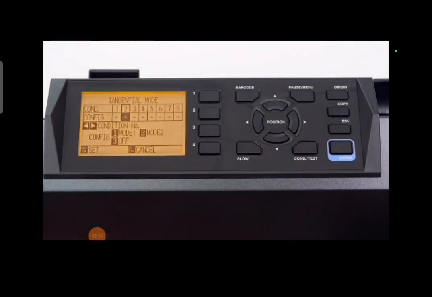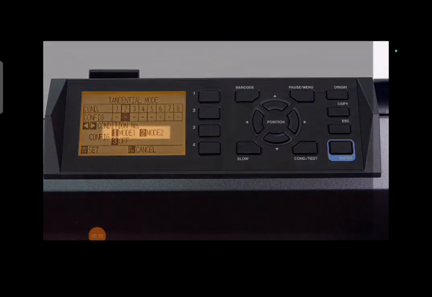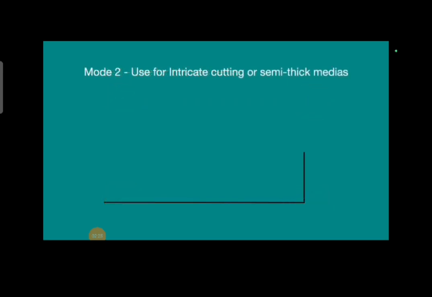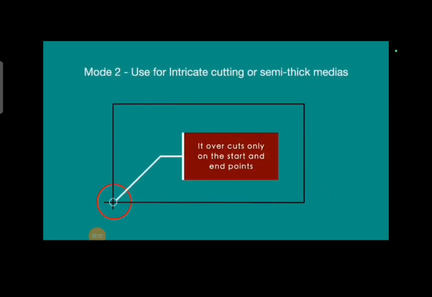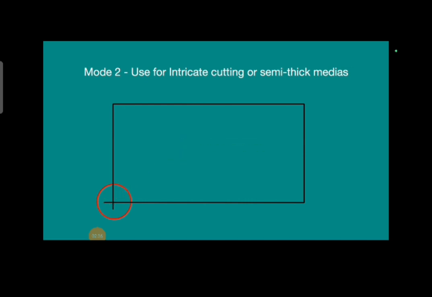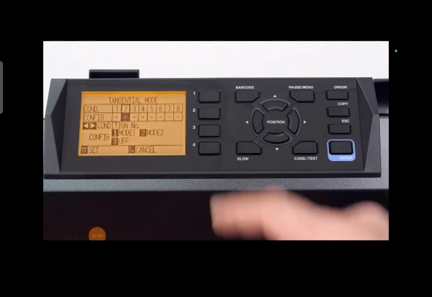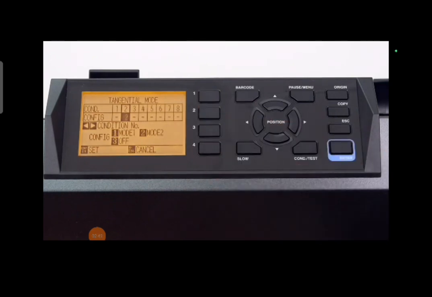Here, tangential mode provides us with a choice between 2 modes, Mode 1 and Mode 2. The difference between Mode 1 and Mode 2 is that Mode 1 overcuts each corner, whereas Mode 2 only overcuts at the start and end points. It's generally faster since it doesn't have to overcut at every corner. For this demonstration, we will use Mode 2 because we are not cutting a thicker media.